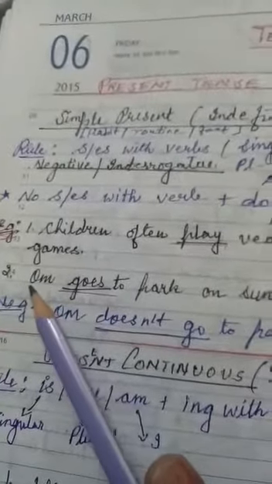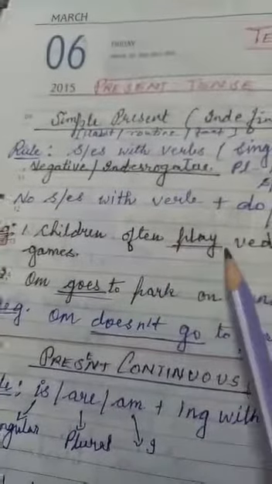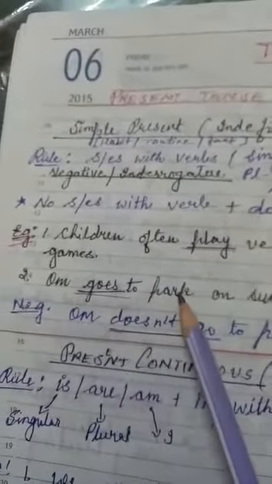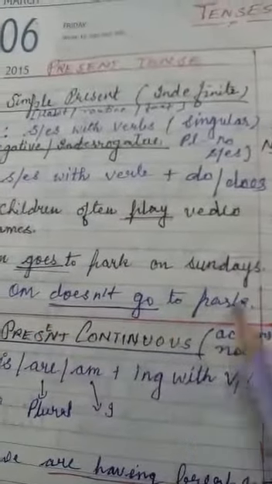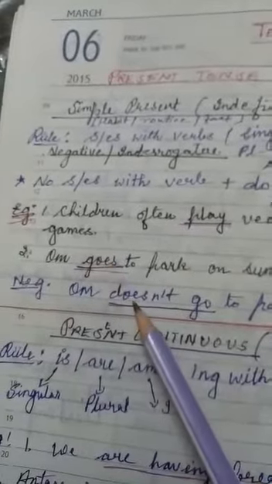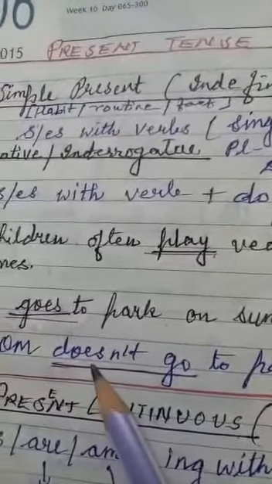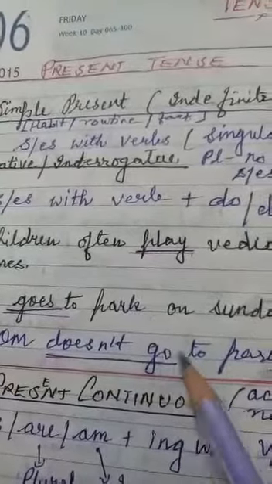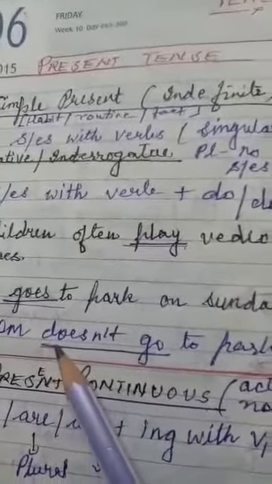If I say many people, like children go to the park on Sunday or children play in the park, when we say the plural, we don't use s or es with the verb. In the negative we say Om does not go to the park. When we change the simple sentence into negative or interrogative, we use do and does with the singular and do with the plural, but we remove s or es with the verb. So the simple form of the verb, the first form, comes with do and does.